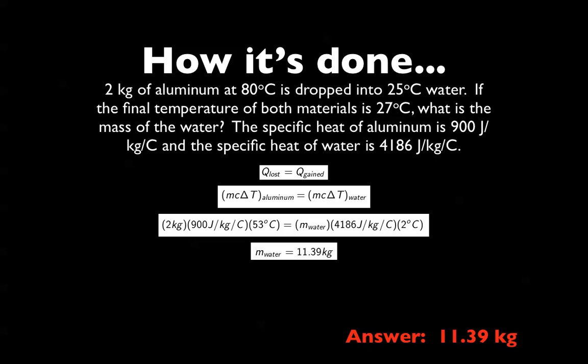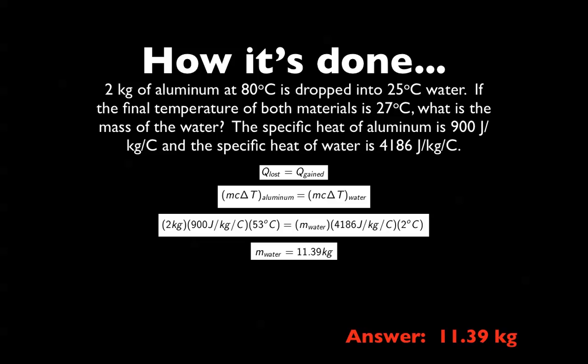On the other side, it's the same thing, except the water is going up in temperature. So it's the MC delta T of water, the mass of the water times the specific heat of the water times the change in temperature. So what I did was I put the numbers in. So you have aluminum, 2 kilograms. The specific heat of aluminum always is 900. And the aluminum is changing its temperature by 53 degrees. Okay, it's losing 53 degrees. And remember what I said earlier, the delta T is always positive. So I didn't have a negative 53, I just had a change in temperature of 53.